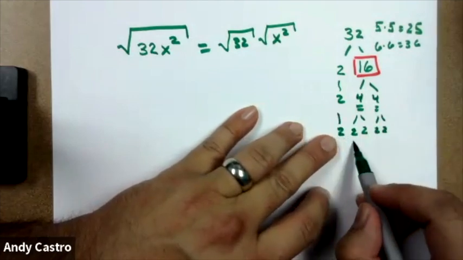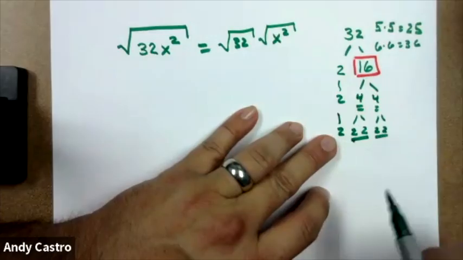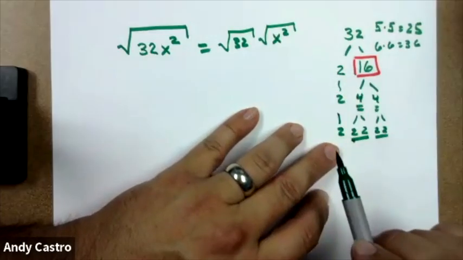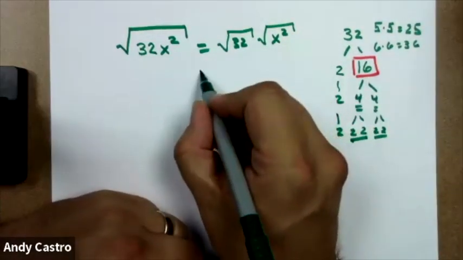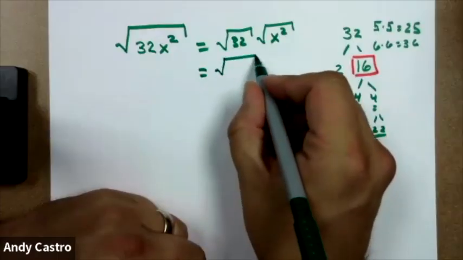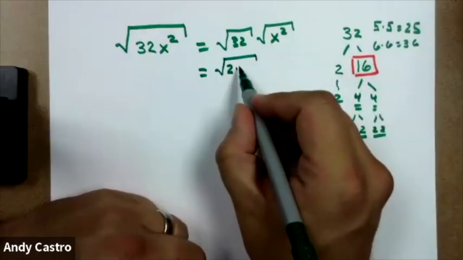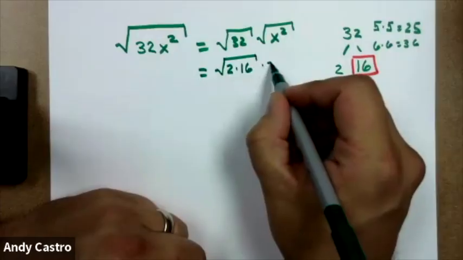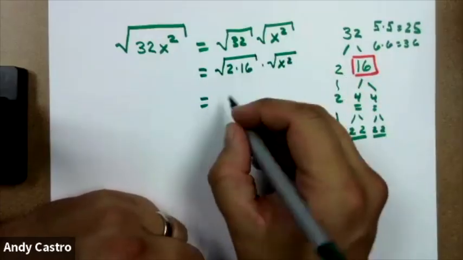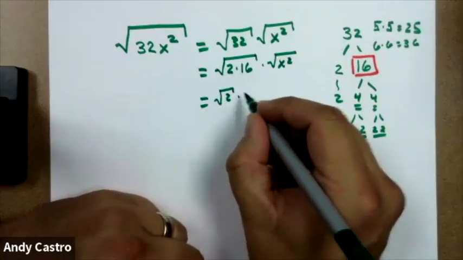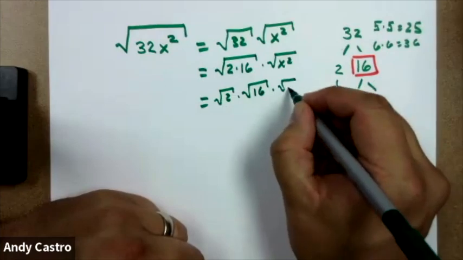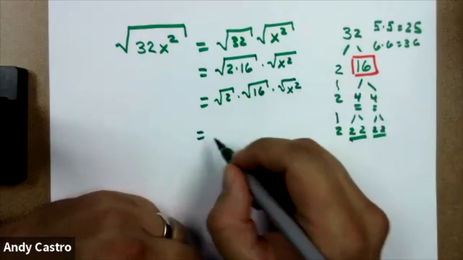Right? So you have 2, then you have times 2 squared times 2 squared, or times 4 times 4, or times 16. So any one of those combinations is okay to use. I'm going to use this one right here, 2 times 16 times square root of x squared. And I'll go ahead and split those two out. Square root of 2 times the square root of 16 times the square root of x squared.